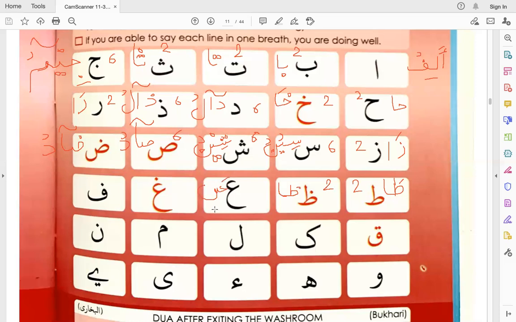Ain. Ain is first, Ya is second, Noon is third. So there are three letters to pronounce Ain, so we will stretch it. Yes, we can stretch four, but we are stretching six haraka long. And there will be tawassut on Noon, the last letter of this letter.